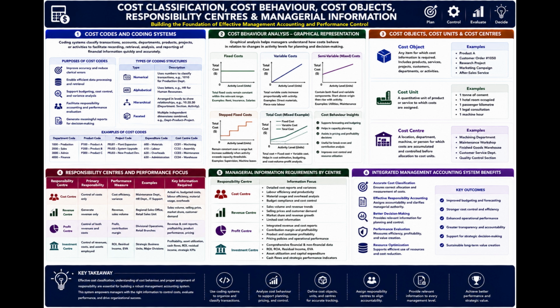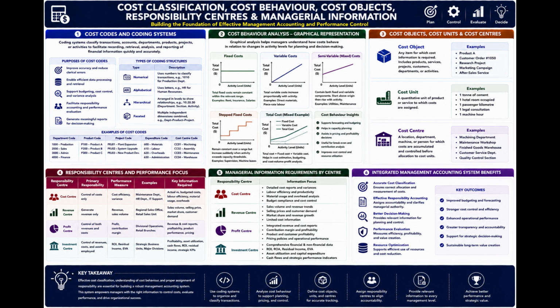A cost object is any item for which cost information is required, including products, services, projects, customers, departments, or activities. Management accounting systems exist primarily to measure the costs associated with these objects to support pricing and profitability analysis. A cost unit is a quantitative unit of product or service to which costs are assigned, such as 1 ton of cement, 1 hotel room occupied, 1 passenger kilometer, or 1 legal consultation. Cost units provide the basis for calculating unit costs and comparing operational efficiency.